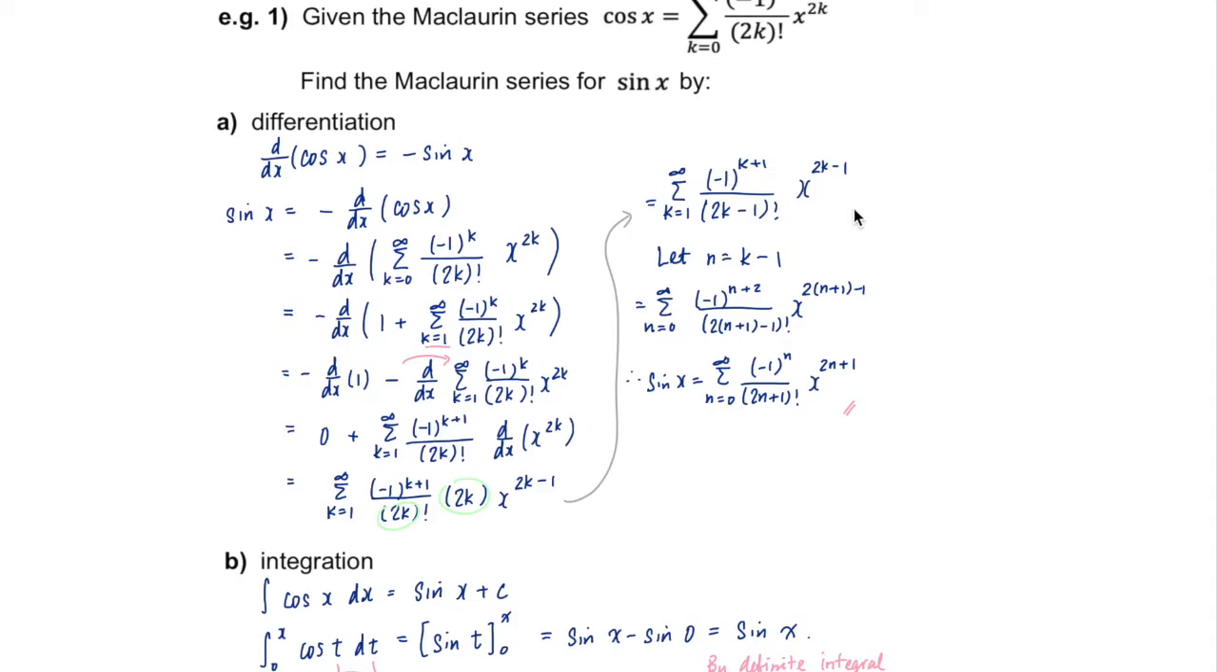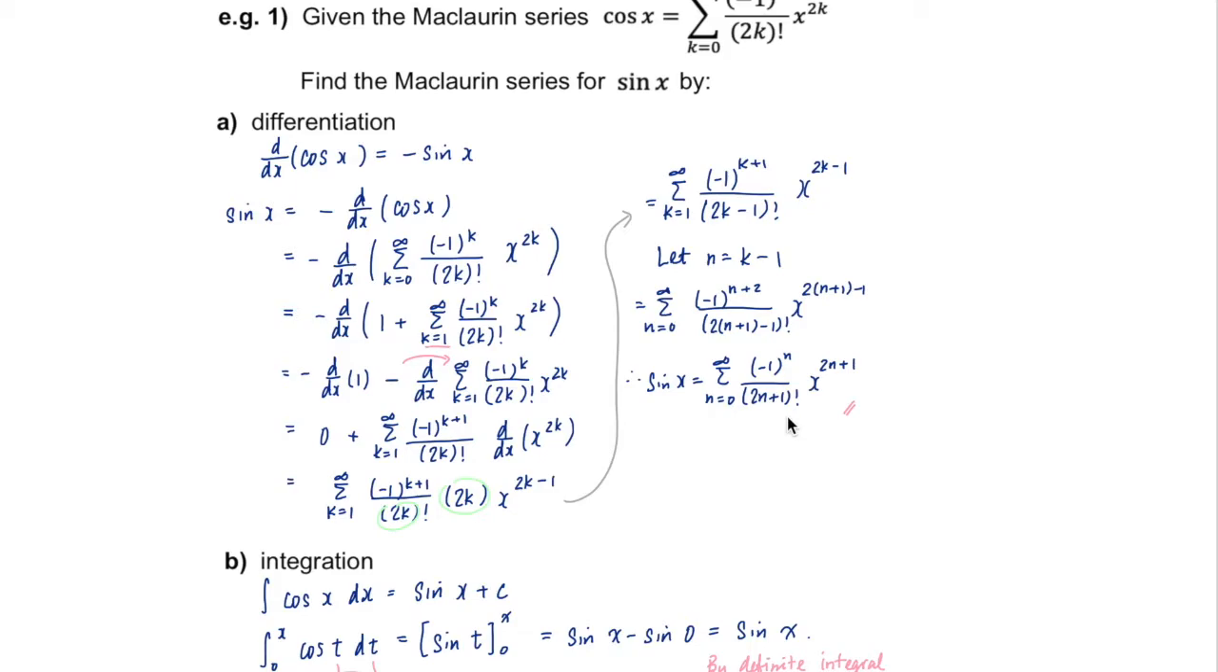If I now let n represent k minus 1, we do a substitution for any of the k's that we see here as n plus 1. Okay, so let's see what we have got here. So k plus 1 becomes n plus 1 plus 1, so n plus 2. 2k minus 1 is now 2 times n plus 1 minus 1. X to the power of 2k minus 1 becomes x to the power of 2 times n plus 1 minus 1. And we can simplify this all together into the same expression as you would expect as the Maclaurin series for sine x. Okay.